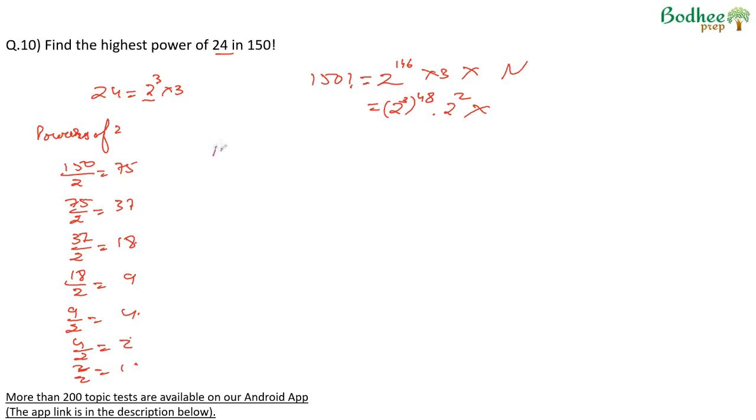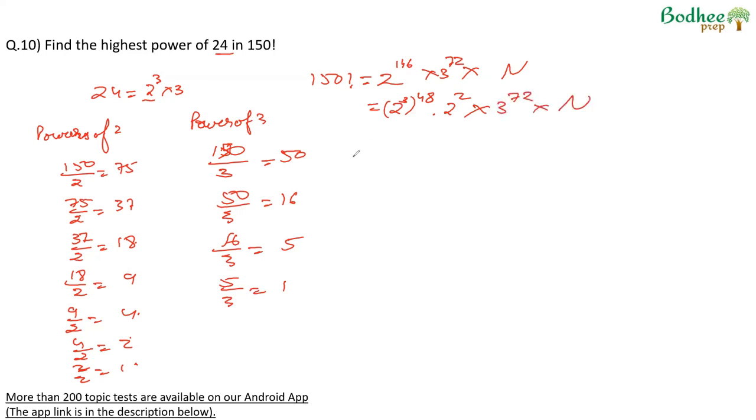Now, if you look at 3, we're checking for the power of 3 in 150 factorial. 150 by 3 is 50, 50 by 3 is 16, 16 by 3 is 5, 5 by 3 is 1. So 50 plus 16 plus 5 plus 1 is 72.